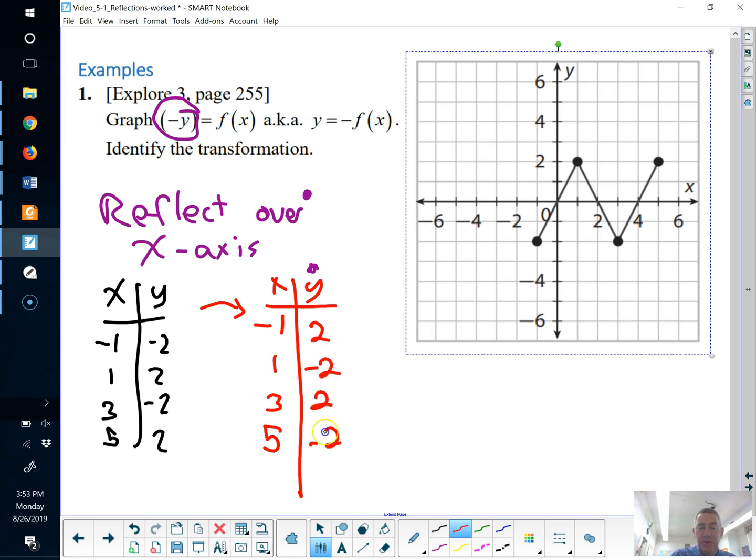2, and negative 2. And now if I go and plot those points, negative 1 and 2, 1 and negative 2, 3 and 2, and 5 and negative 2, you can see that my result is a reflection of that original over the x-axis. If you folded that paper along the x-axis, everything would line up very nicely.